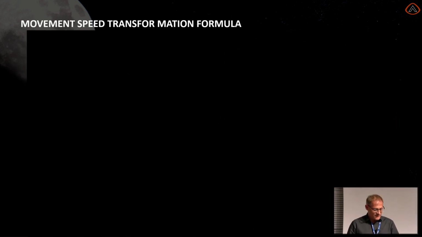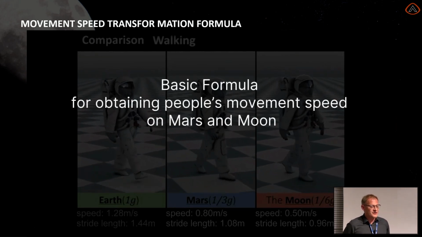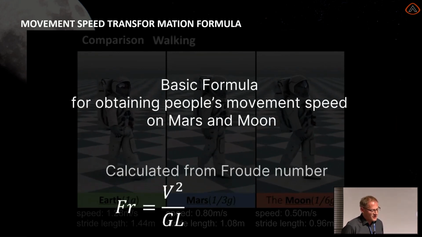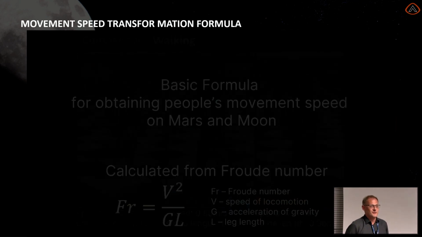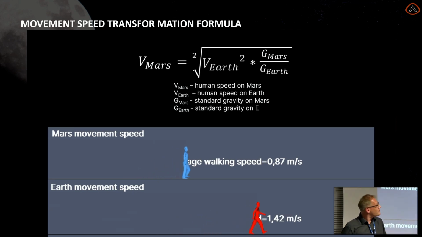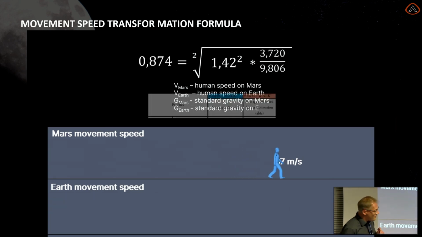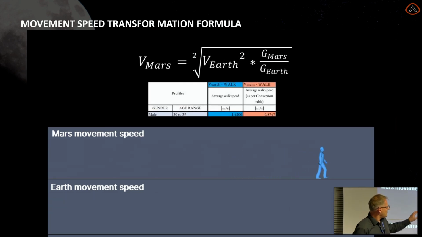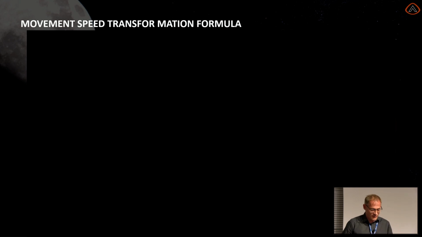So I will start with the movement speed formula. The movement speed in conditions of changed gravity is based on the Froude number of speed transition for a particular person. Leg length is assumed to be the same everywhere, so it might be omitted in the formula. Taking that the Froude number is the same for different gravities, an occupant movement speed can be obtained. You may see a conversion example for a male in his 30s. So you can see Mars is much slower. The Moon is almost 2 times slower.